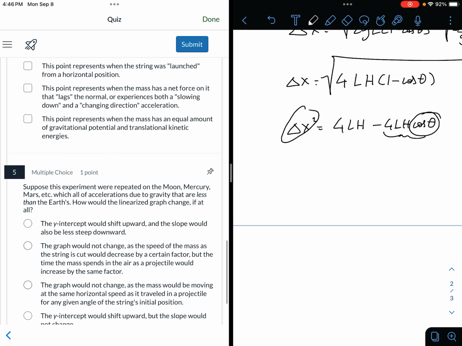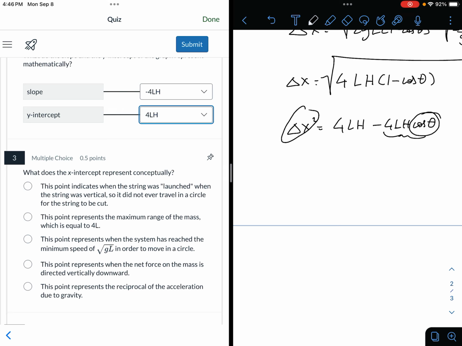Please don't tell me they gave us data. Oh, they don't. That's awesome. So I can just plow through this.